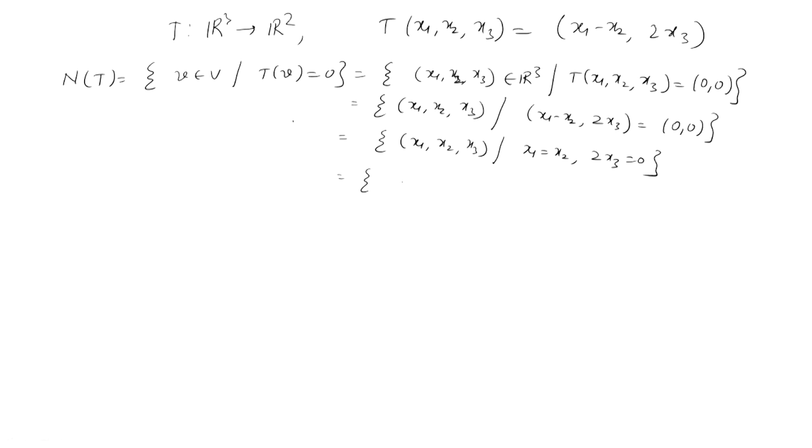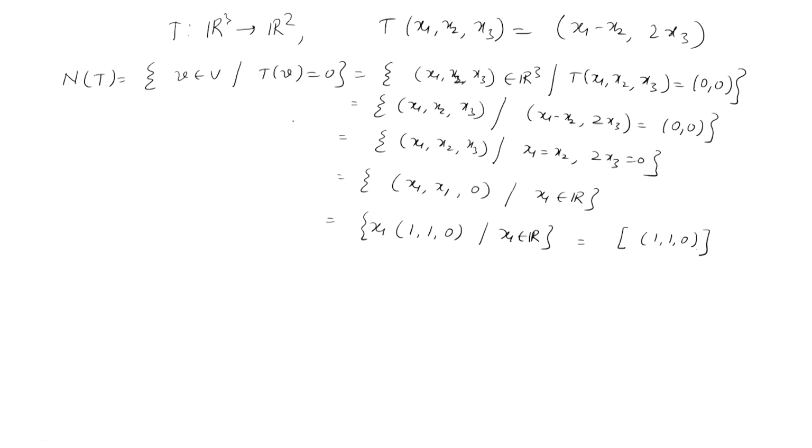So this is simply all those (x1, x1, 0), because x1 and x2 are equal and x3 is 0, such that x1 belongs to R. So this is all x1 times (1, 1, 0) such that x1 belongs to R. This is basically the null space of T, or we can say that it is equal to the span of (1, 1, 0).